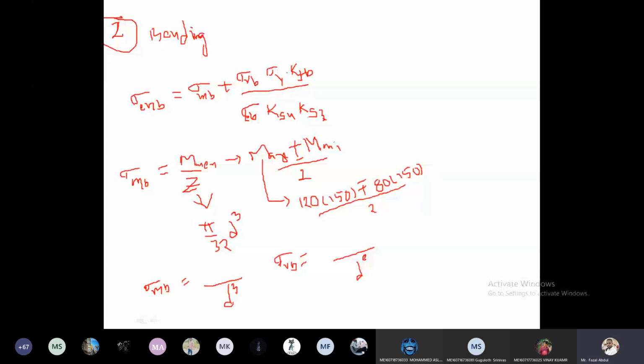Make it fast. What is the answer? Mean bending value, the answer will come in terms of d cube. Variable bending in terms of d cube. For variable, we need to calculate with the help of minus 10 here. If you put minus 10 here, we will get the variable.